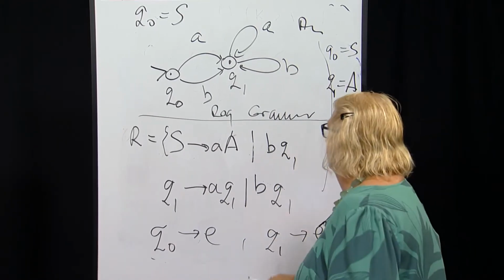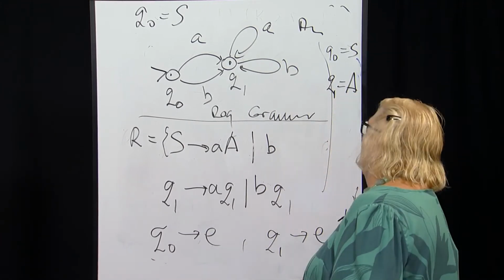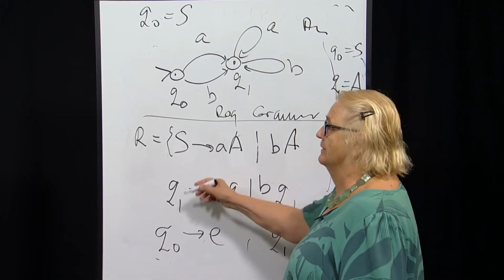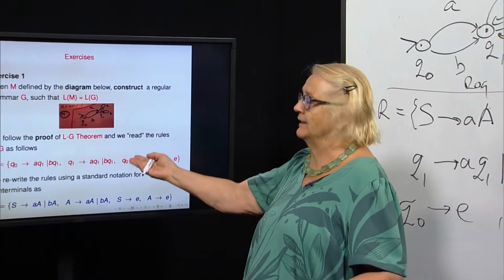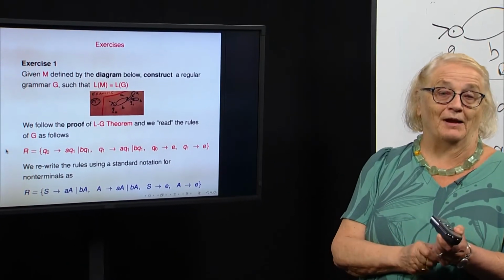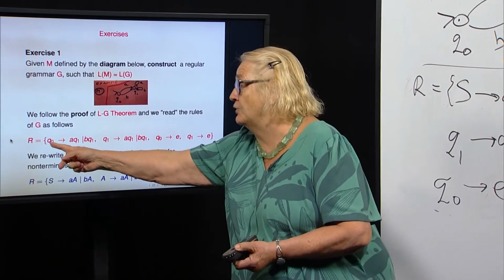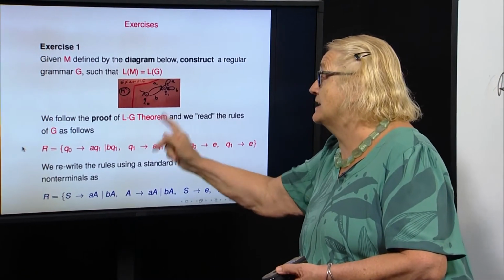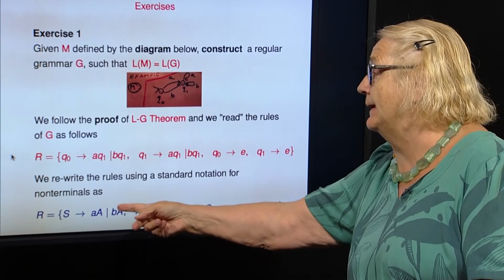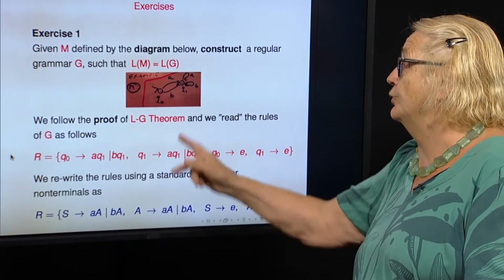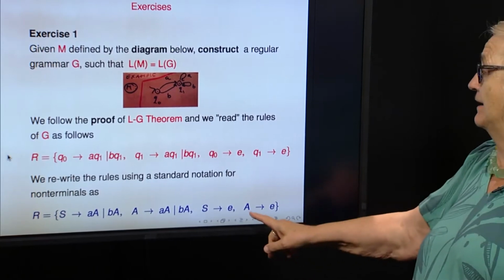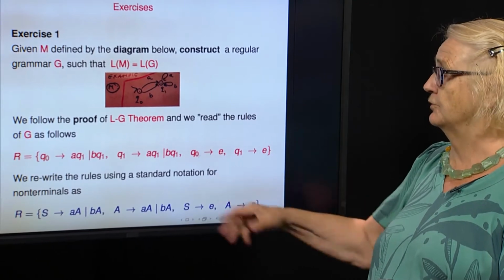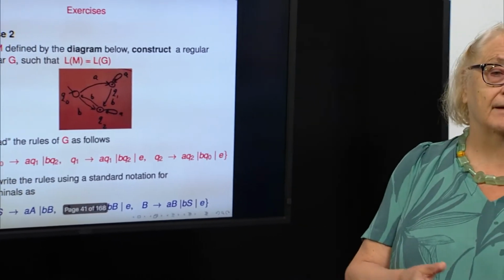And now you can use the proper notation for non-terminal, and you rewrite this in proper form. You have your grammar and you change. Q0 was initial, so it is S. Q1 was another state, so it is capital A. So you have only two, and also S goes to epsilon, because you had the way out of Q0, so you have a proper grammar.